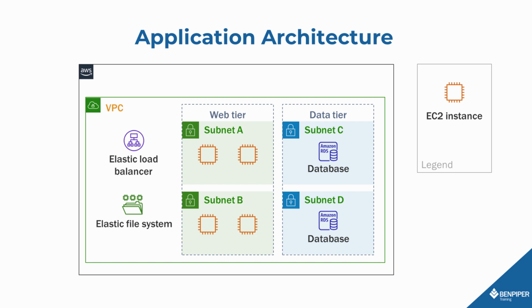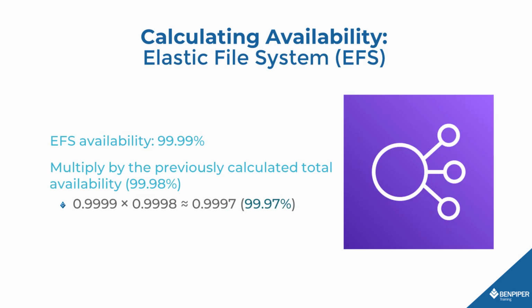Thus, our application's availability is determined not only by the availability of the instances, but also the availability of the elastic file system. To factor this hard dependency into our calculation, we need to multiply the availability we came up with a moment ago, 99.98%, by the availability of EFS, 99.99%, and that gives us 99.97%, right around 3 hours of downtime per year.